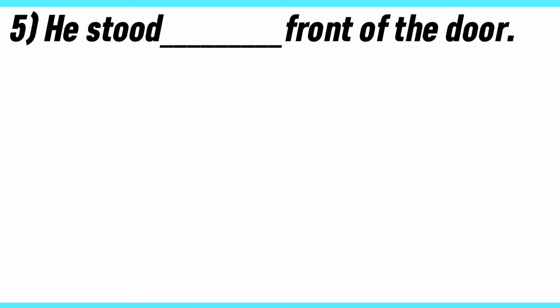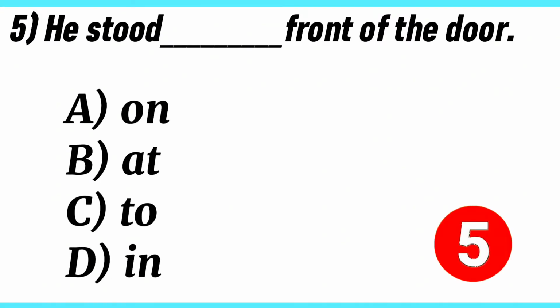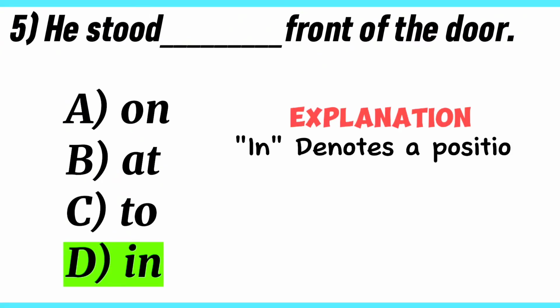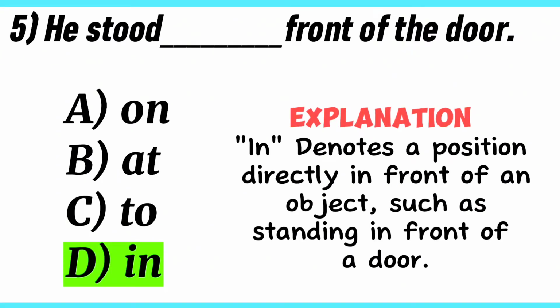He stood dash front of the door. The correct answer is option D, in. Explanation: in denotes a position directly in front of an object, such as standing in front of a door.